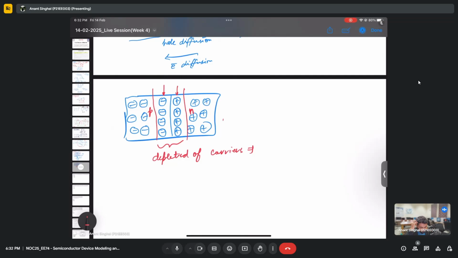Please let me know if there is any doubt. No. Since this is depleted of carriers, that is why we call this region the depletion region also. So I hope this is clear. This is the very basic.